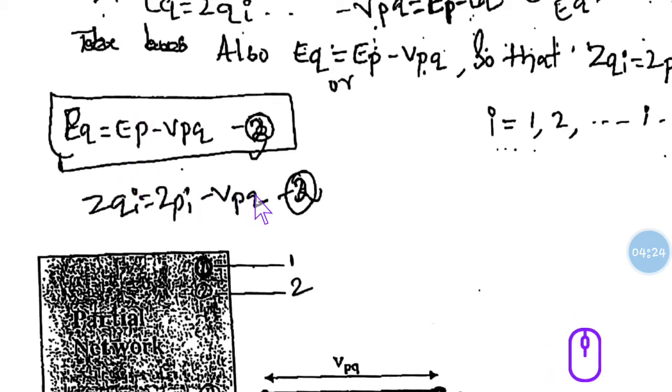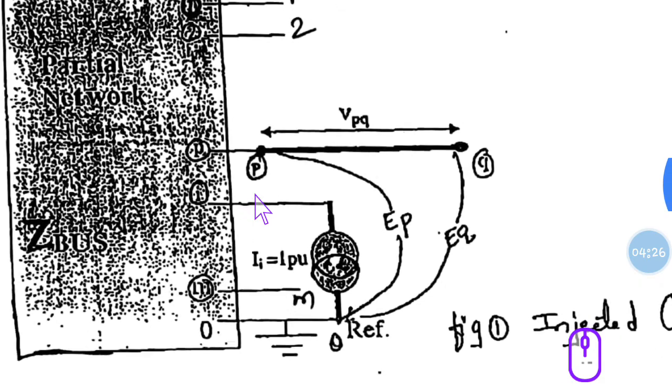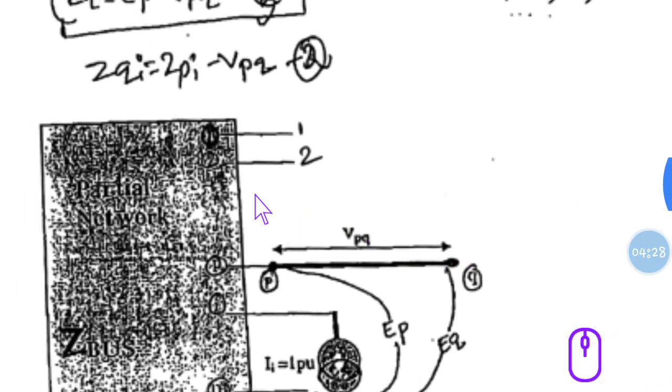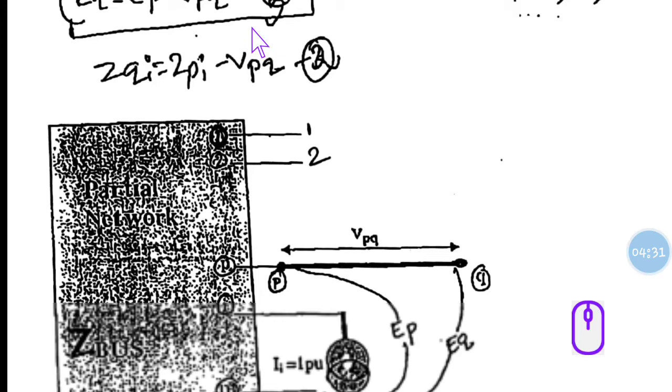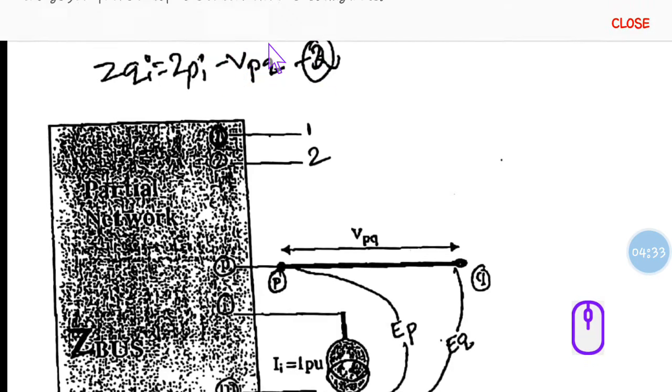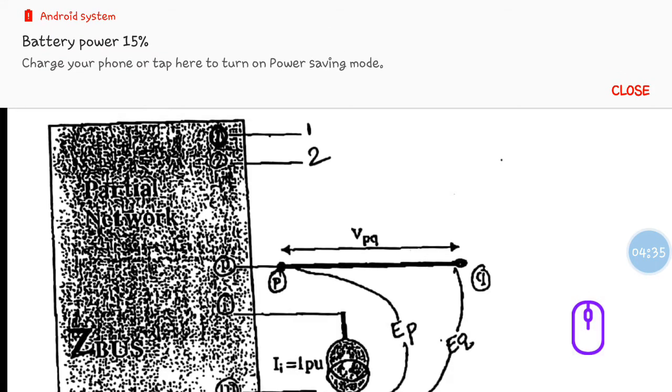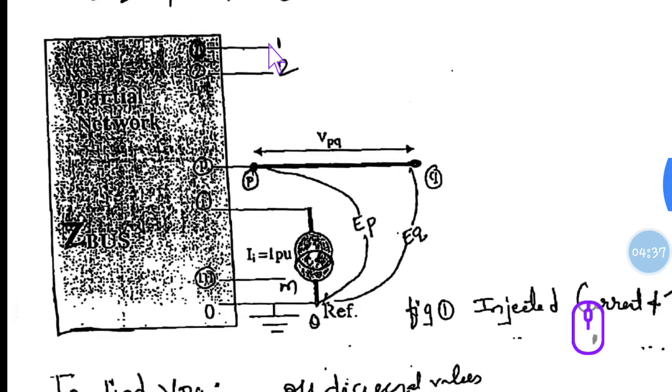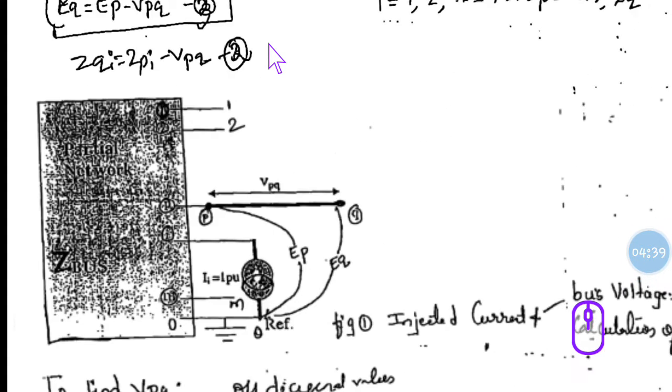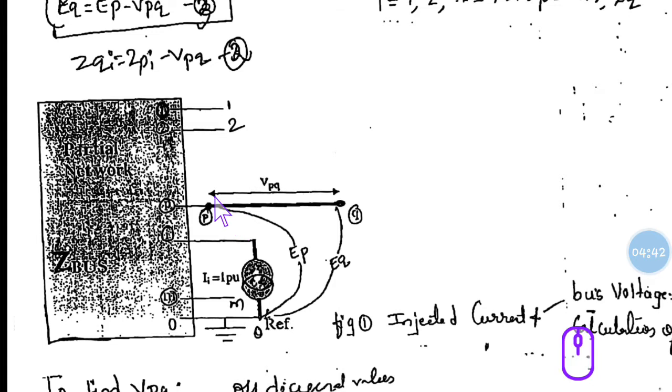Right. So now I will be taking this partial network, and one thing you have to find here is the value of voltage VPQ. Okay, and we are finding addition of branch. So take this partial network, finding this Z bus. Okay, P and Q, that is VPQ. So you have to find this.